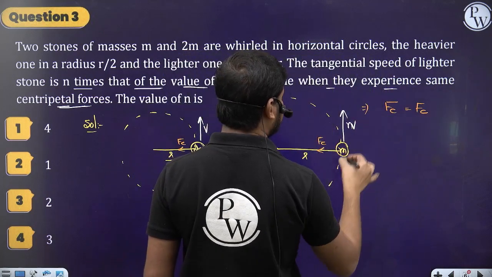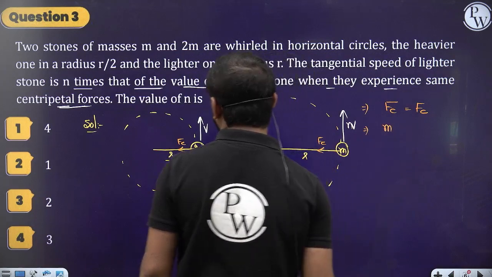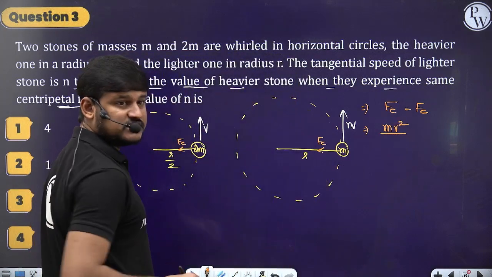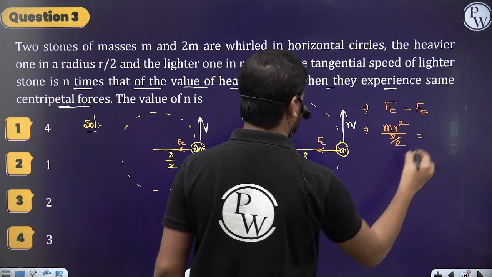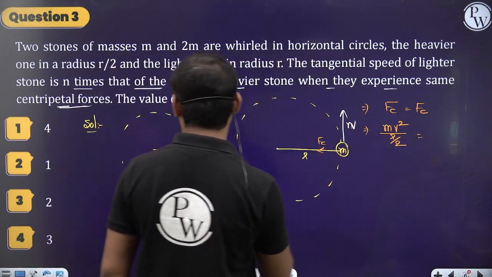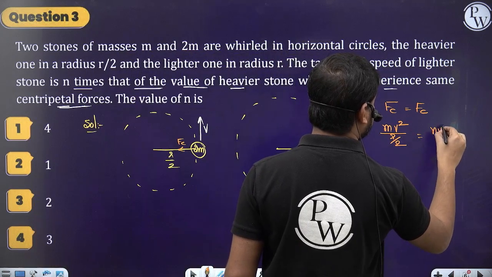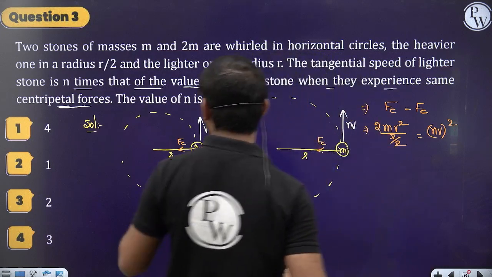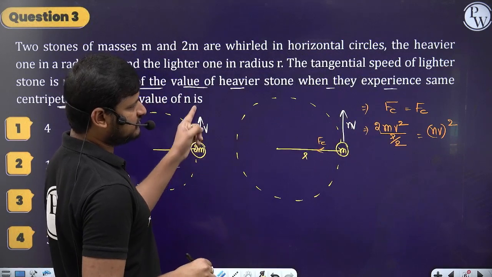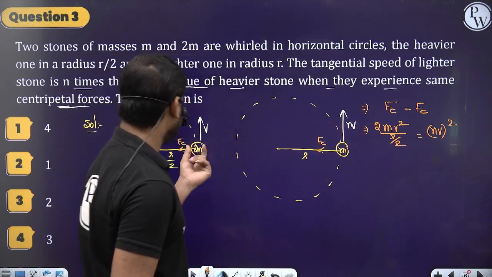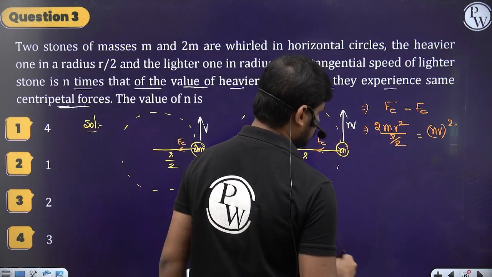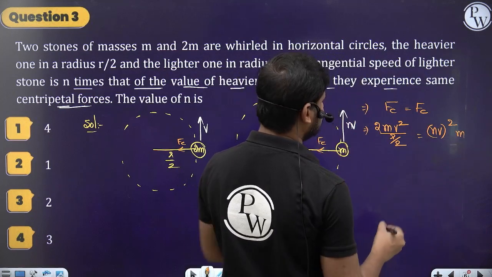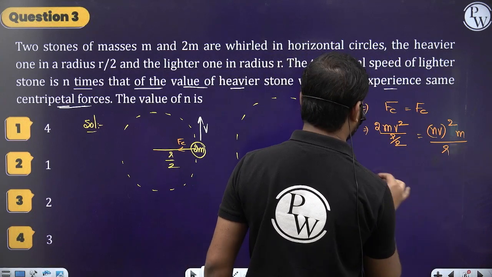Now what is the centripetal force formula? mv square by r. In the first case, what is the v? Let it be v itself, and the radius is r/2. Here the mass is 2m, right? In this first case mass is 2m, velocity is v, so 2m into v square by r/2. In the second case, mass is m, velocity is nv, so m into nv whole square by radius r. Now you do the calculation.